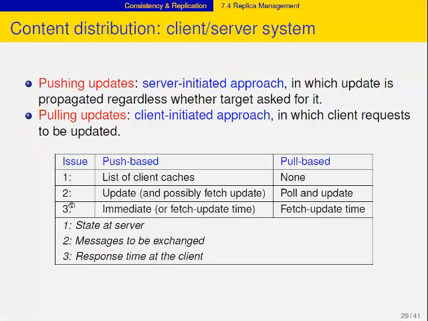Good. Now, let's take a look at the content distribution in the client-server system and pushing updates and pulling updates. So pushing updates is what you do with a server-initiated approach. And an update could be a notification, the operation, or the complete data. Okay? Pulling updates is like, let's say I got a notification it's invalid, and say, okay, let me go over to the server and fetch my update.